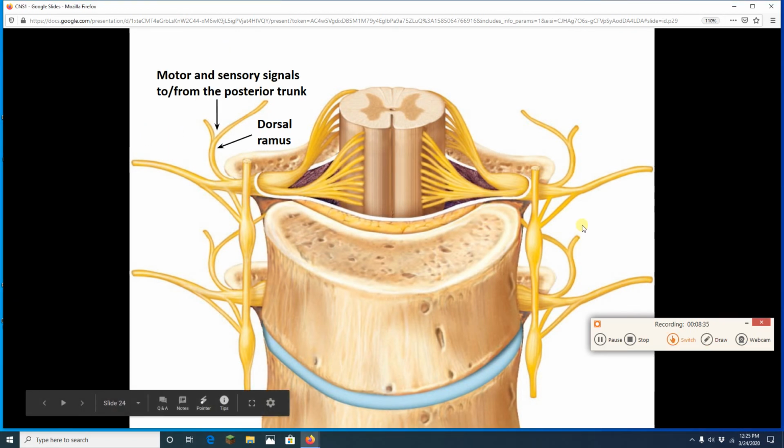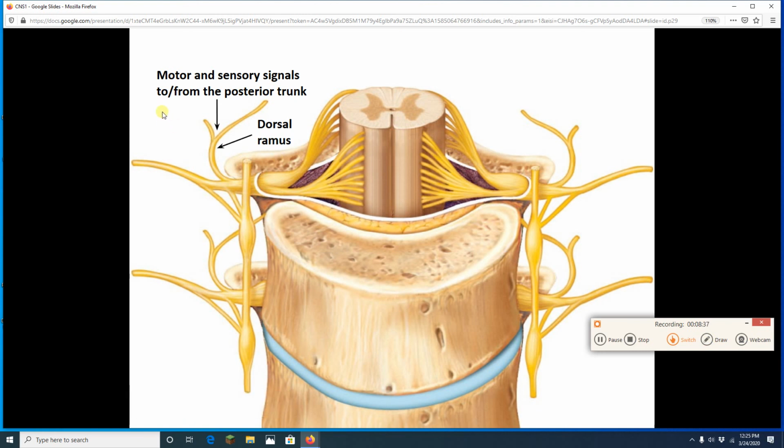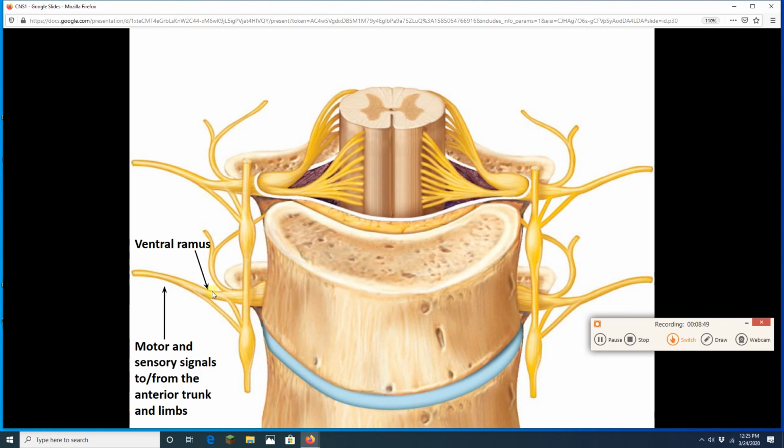The dorsal ramus, like we just alluded to, is going to carry motor and sensory signals to and from the back, the posterior trunk. Whereas the ventral ramus, I just labeled a different one down here because there are lots of them, is going to carry motor and sensory signals to and from the anterior trunk as well as the limbs.